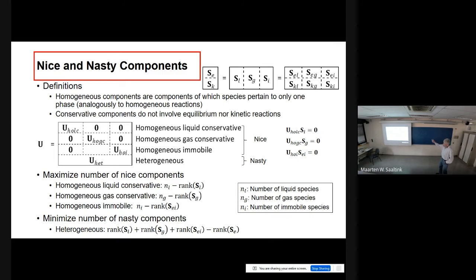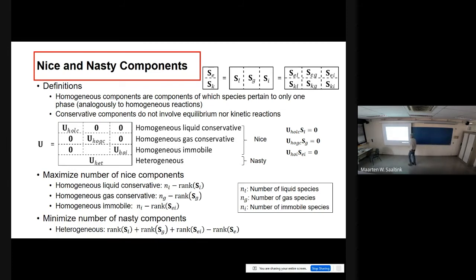And now with that, I can define some, let's say, nice components. Nice components are, for instance, homogeneous liquid conservative. So they all pertain to the liquid phase, and they are completely conservative. This is nice. I can do the same for gas and the same for immobile. But for the immobile, I don't want to impose that it is conservative, so it would imply kinetic reactions.